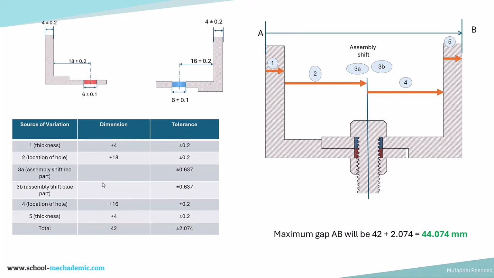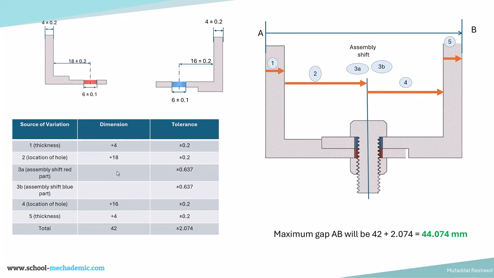Then the location of the hole. The location of the hole can vary, as with the red part it can vary between plus or minus 0.2 with a dimension of 16. Again, this is plus 16 because going from left to right. We have to be very careful with the direction, plus and minus. The thickness is the last one, which is the thickness of the blue color part, which is again +4 plus or minus 0.2. So then we total out the dimensions.